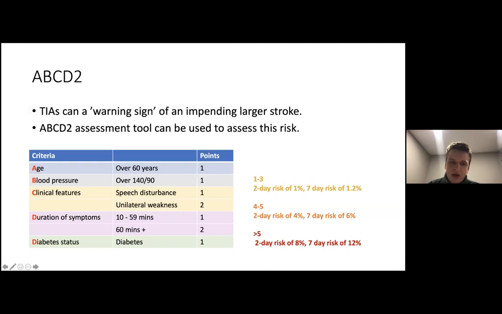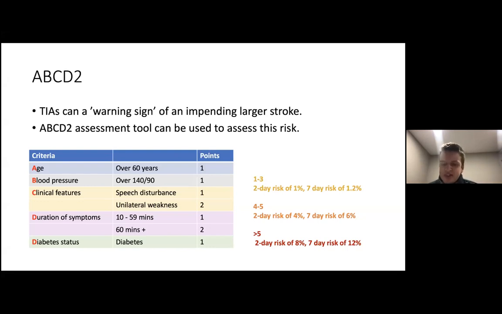So I wanted to mention another scoring system. Sorry to bombard you with them, but this is another important one. TIAs can be a warning sign of a larger stroke that's coming down the line, maybe in a week or 2 weeks' time. And the ABCD2 tool allows you to assess the likelihood of this happening. A for age, B for blood pressure, C for clinical features, D for duration of the symptoms, and diabetes status. You basically just go through the patient's history, add them up, and see what their risk is of having a stroke after a TIA.